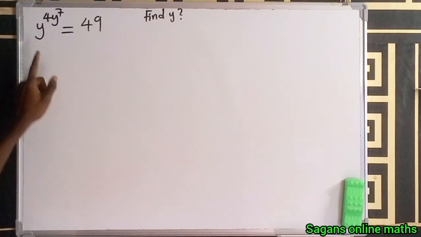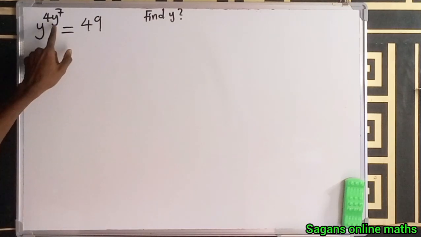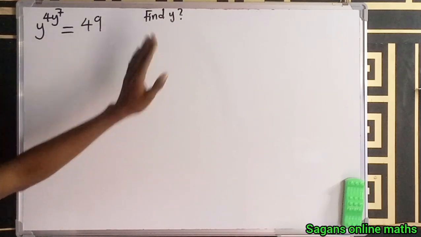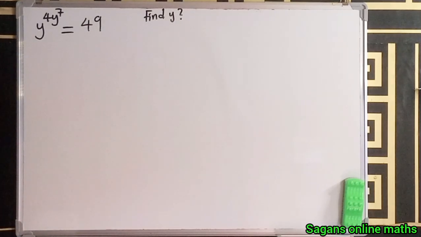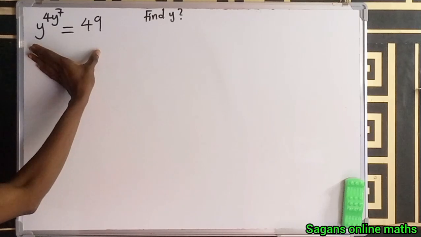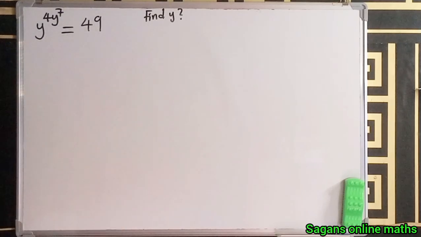Given that y to the power of 4 multiplied by y to the power of 7 is equal to 49, we are asked to look for the value of y. Looking at this question, what we have to do here is to take the natural logarithm of both sides, so that this question can be very simple for us to solve.